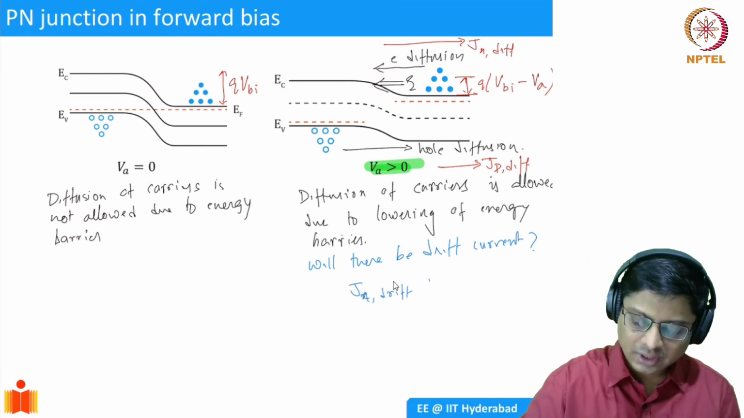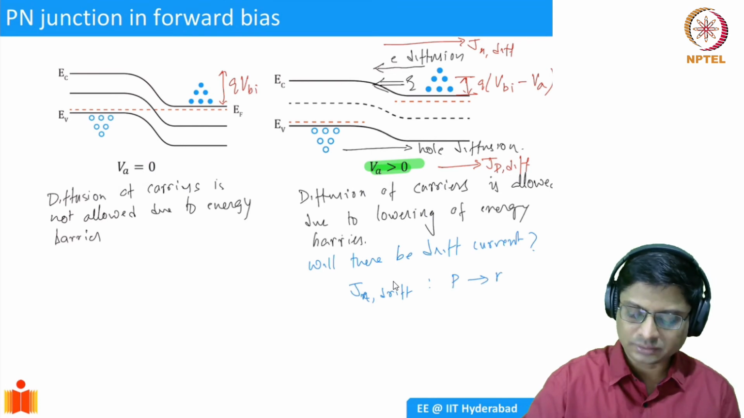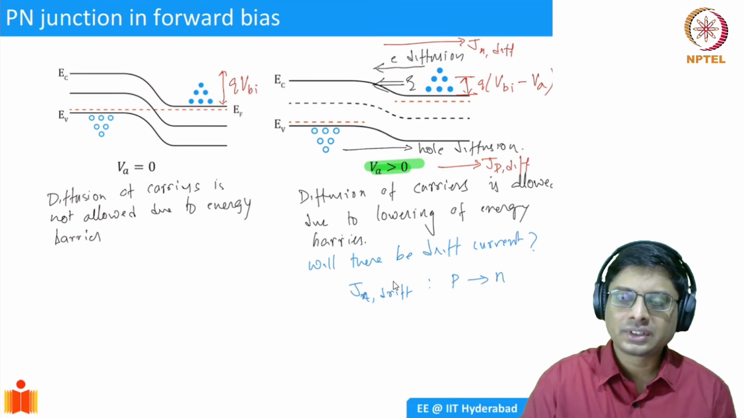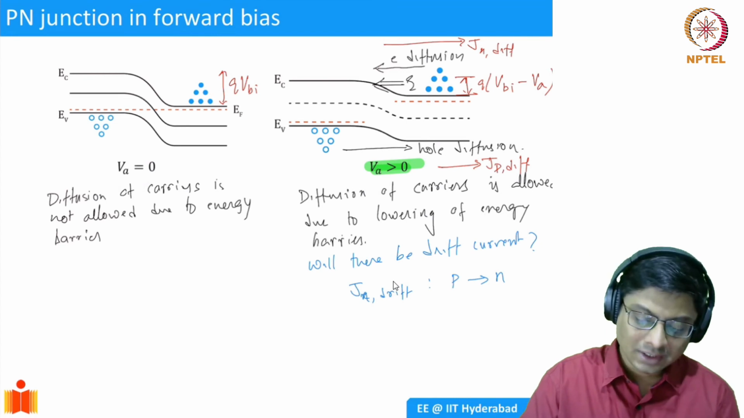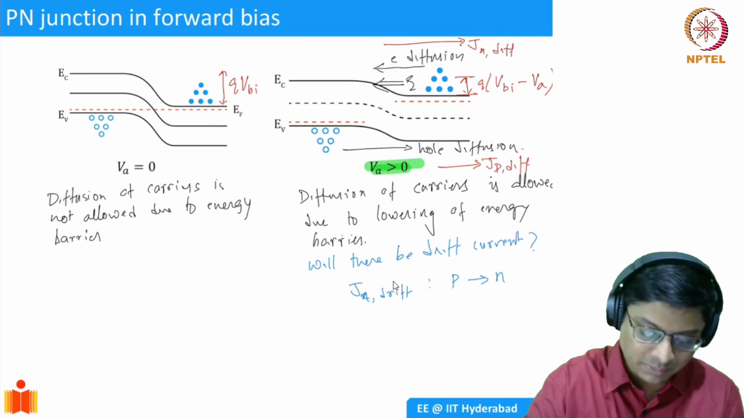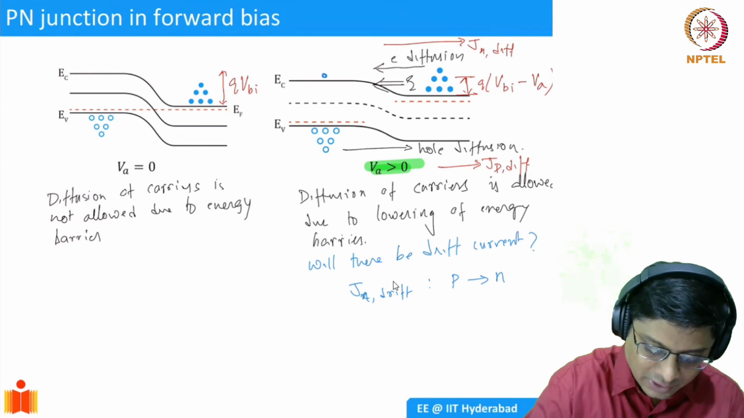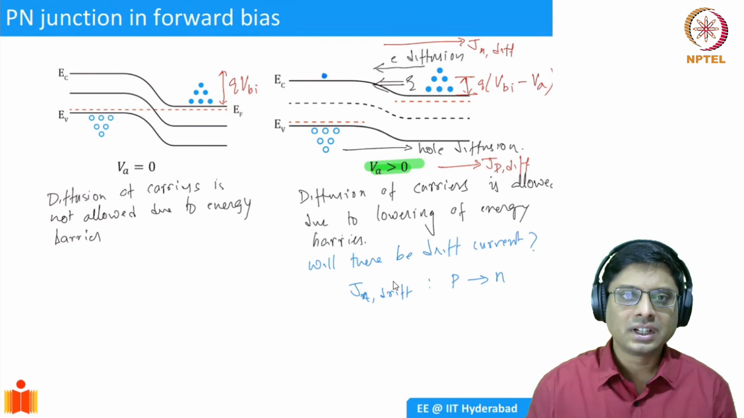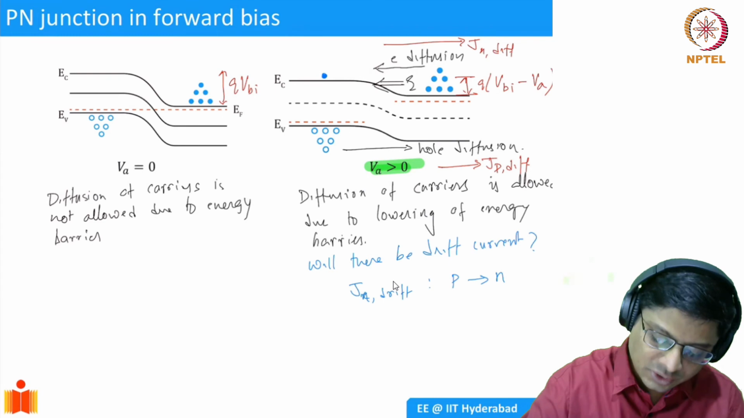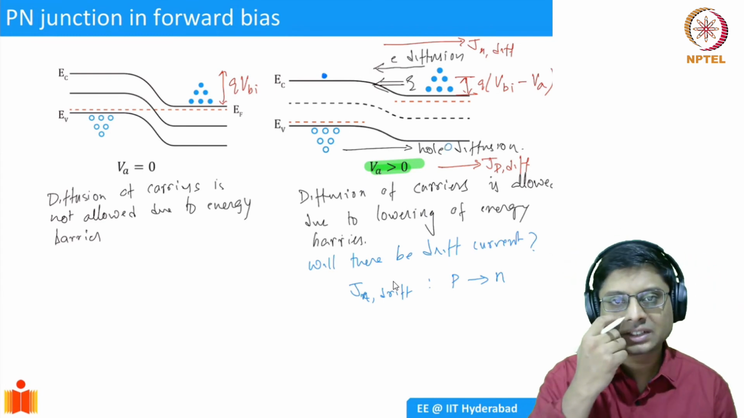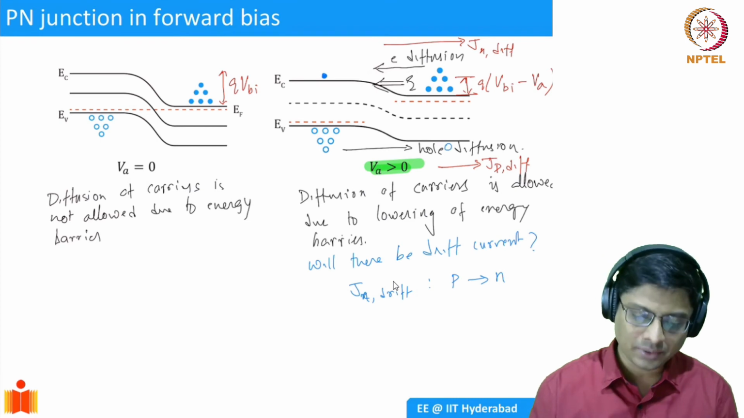Consisting of electrons, which will go from P to N. But where are the electrons in the P-type semiconductor? Well, they are there. We didn't show them in this picture. I have only shown holes here, but in principle there should be minority carriers, which are electrons, in the P-type semiconductor. Similarly, there should be holes in the N-type semiconductor, right? So there is this lesser number of carriers, but they're still there, okay?